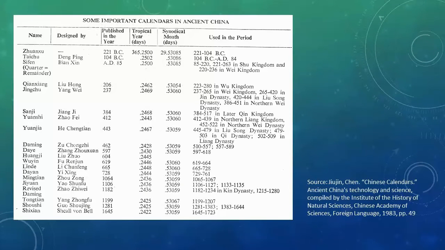Okay. This is a brief chart of what were the different calendars used at different points of time. Today we are mainly dealing with the very early one, the Zhuanxu, the Tai Chu, and the one by Guo Shoujing, which is the Shou Shi. Okay, we are mainly going to cover these three.